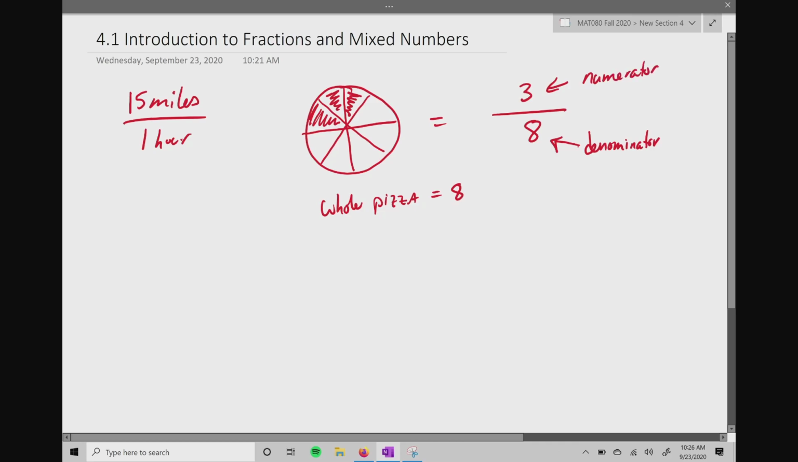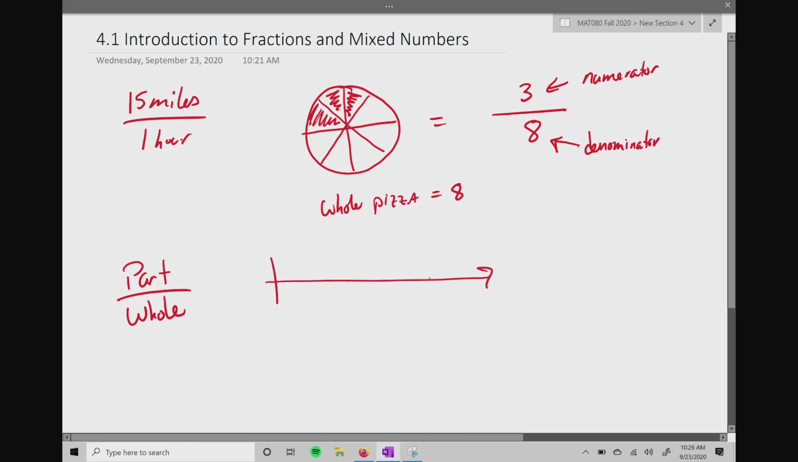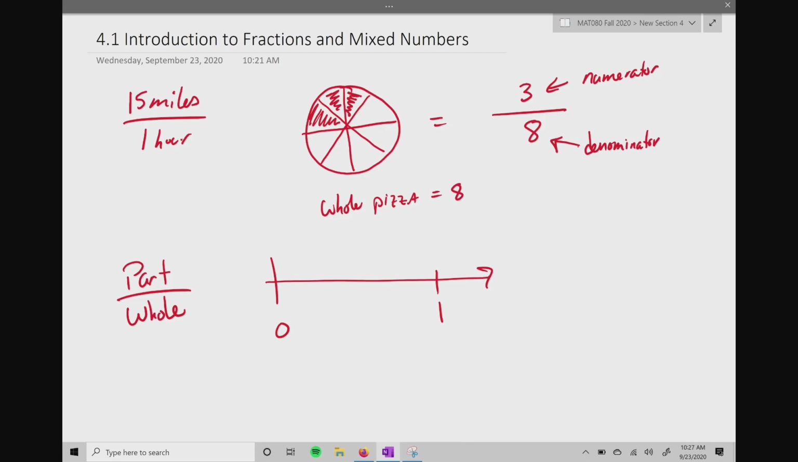Okay? All right, so that's really what a fraction is. A fraction in its simplest form is a part over the whole. Another way to say that is a part divided by the whole. Okay? All right? Now, fractions normally occur between 0 and 1. All right? Now, they don't have to always occur between 0 and 1. For example, you can have 2 1/3, okay?